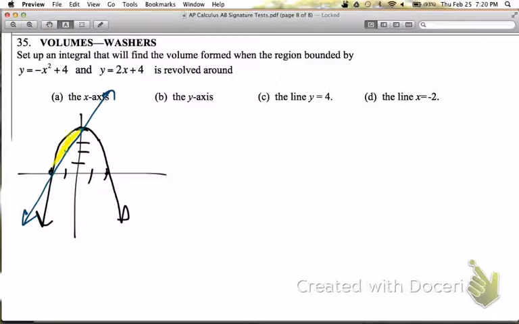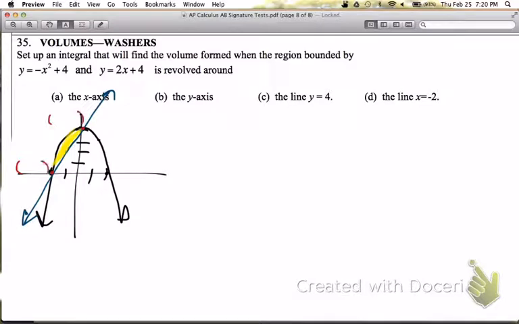So first we'll revolve it around the x-axis, then the y-axis, the line y equals 4, the line x equals -2. So we're actually not going to solve for any of these, we're just going to set them all up. So one thing that is helpful to point out is the actual limits that we're going to be looking at. So in terms of x, we look at x limits, and in terms of y, we look at y limits.